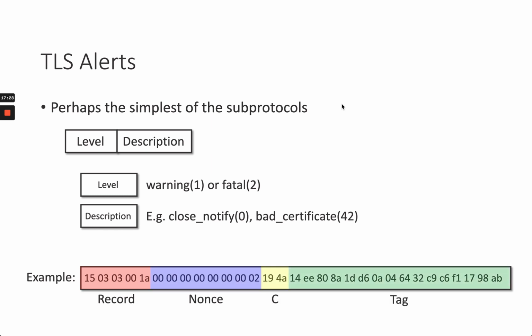Because it's a warning and a close notification, and that's how long an alert is. In practice, you might send application data, in which case your C will be much, much longer because it will be actual data. So, for example, if you're on an HTTPS connection, you might find that your ciphertext is a large HTTP request or an even larger HTTP response or something like this.